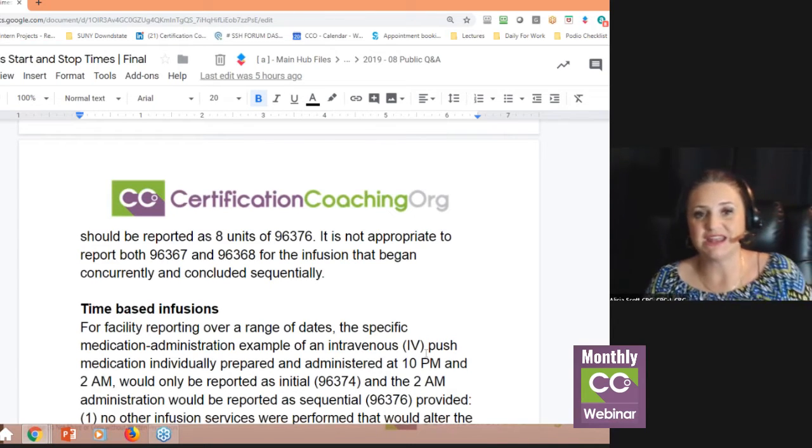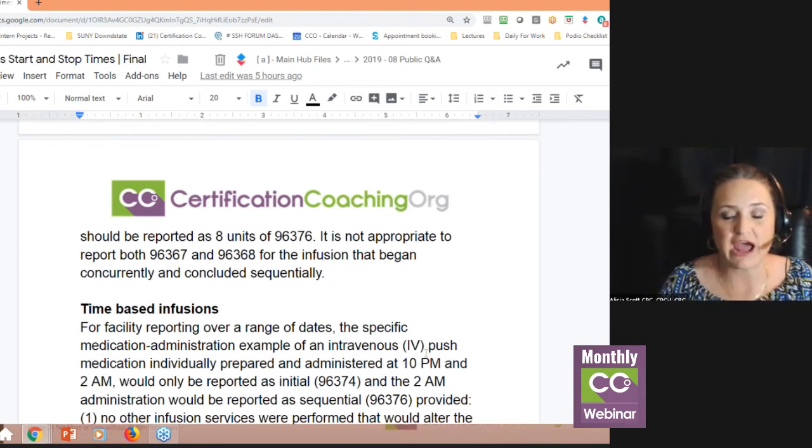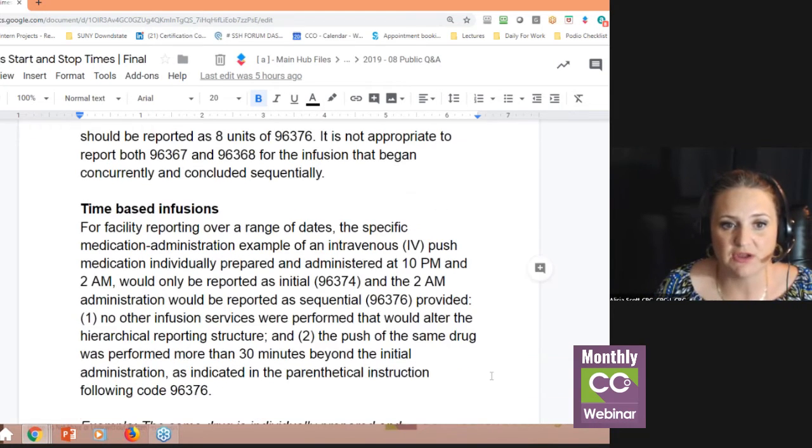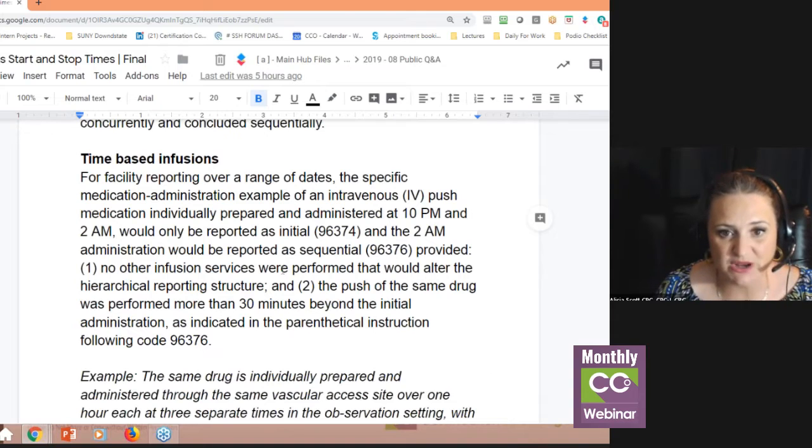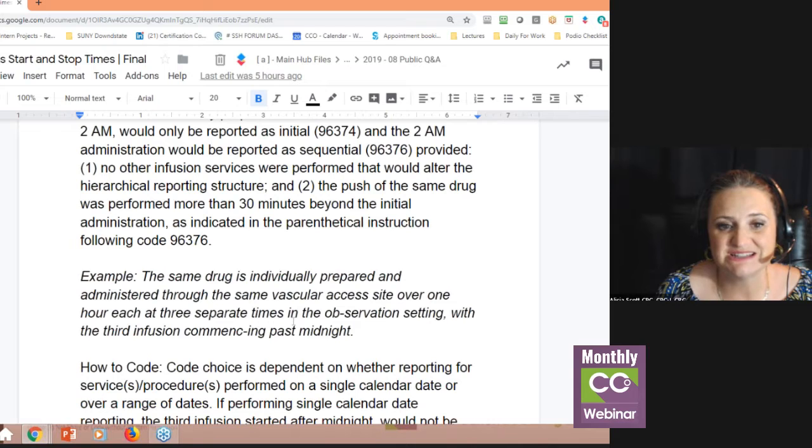Okay, so again, this is a little background on how you do that and how you understand when it's concurrent. Okay, and again, the one being longer is pertinent. Now, time-based infusions, I went ahead and added this in there for facility reporting so that you could go back and look at it, but I'm not going to necessarily read this. What I want to do is show you the example.